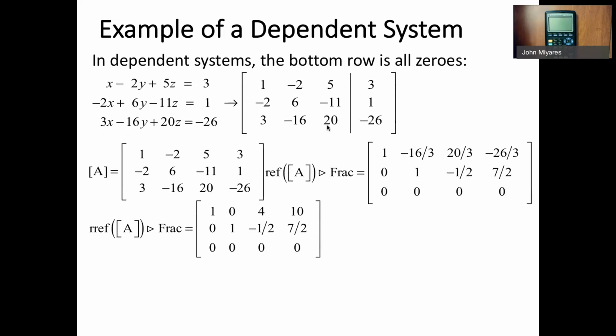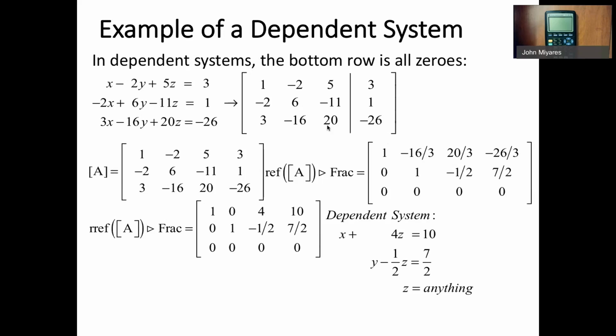Now, the top row and the middle row will still translate into equations that we think we might be able to do something with, such as x plus 4z equals 10 and y minus 1/2 z equals 7/2. But the bottom line of the augmented matrix basically says 0 equals 0. When this happens, that implies that z can be anything we want it to be, implying that there isn't going to be a unique solution to the system, but rather the values for solutions to x and y will be dependent upon whatever we pick for z. And z can be anything it wants to be.